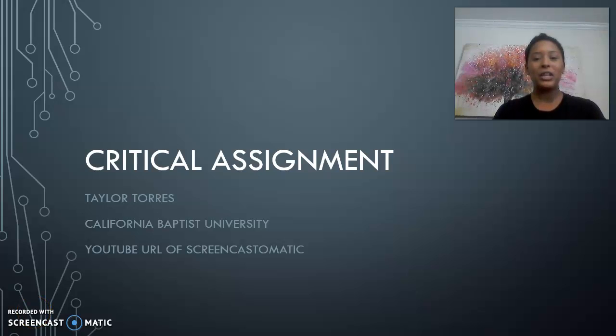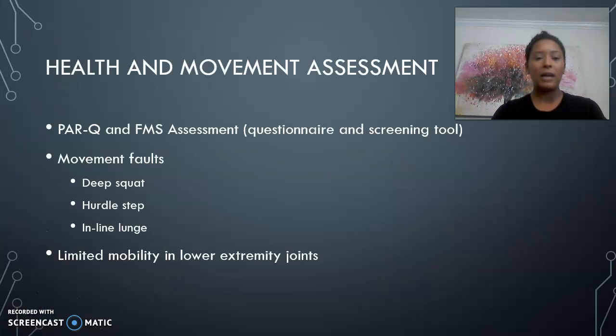Hi, my name is Taylor Torres, and today I'll be presenting my critical assignment based off of the fitness regimen that I prescribed for my client. So, to begin the programming of the fitness regimen, I began by taking a health and movement assessment of our client. The two assessments that I did with our client are the PAR-Q assessment and the FMS assessment.